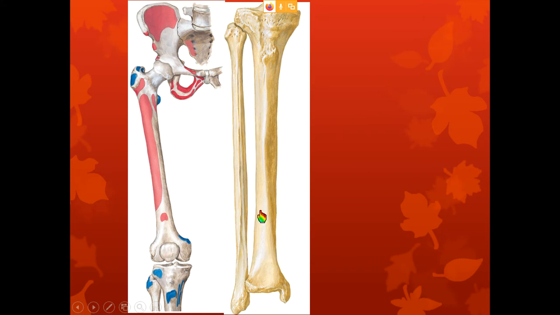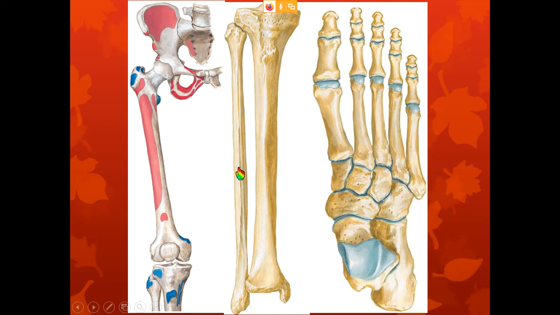Here you can identify the leg region, below the thigh, below the knee joint. This area is called the leg. In the leg region, two bones are present, one medially and another laterally. The medial one is long and strong. The lateral one is comparatively thinner than the medial one. The medial bone is called the tibia, and the lateral one is called the fibula.